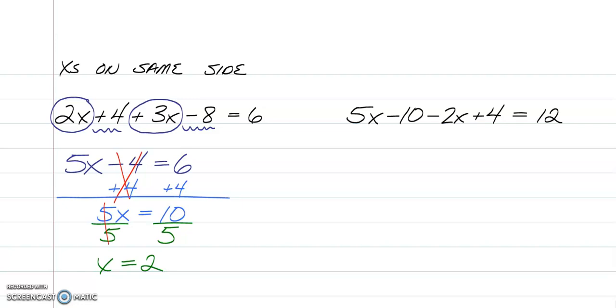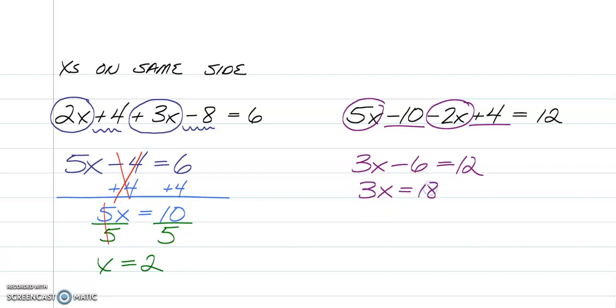One more time. And if you feel confident with this, give this next one a try. You can just pause the video and try it. Here we go. 5x minus 2x is 3x. Negative 10 plus 4 is a negative 6. That is equal to 12. And then you add 6 to both sides, and you get 3x is equal to 18. Divide both sides by 3, and you get x equals 6. Okay? Same steps over and over.